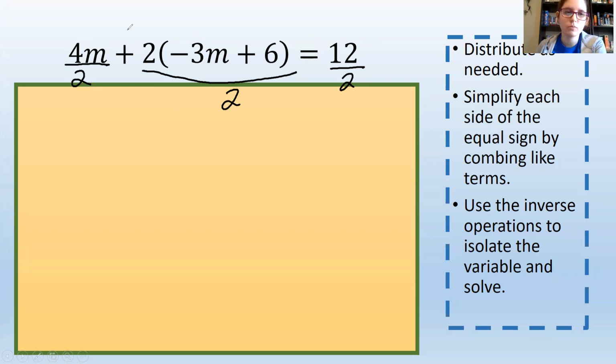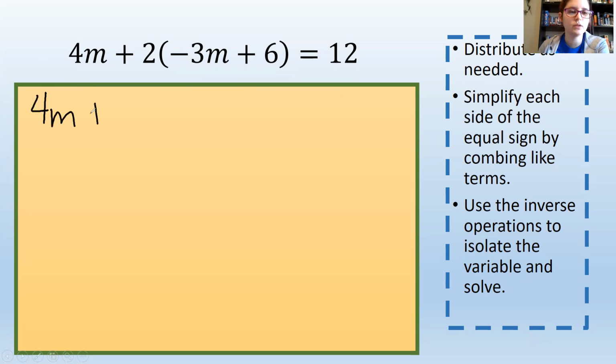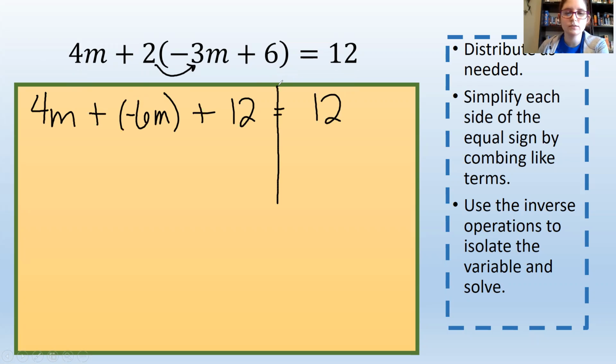complications. I will say that one of the most missed things I see where students working, if they try this method, is to forget to divide the other terms by 2. And so we don't want to do that. So in this case, we're going to distribute as needed first. We have 4m plus 2 times negative 3m is a negative 6m. And 2 times 6 is 12. Equals 12. Now let's split.